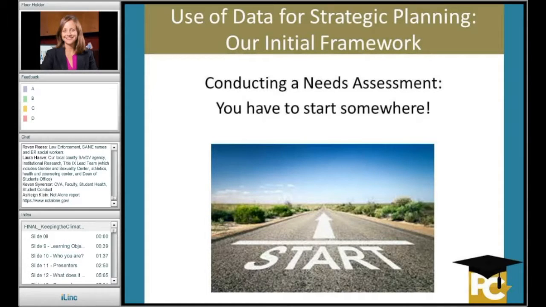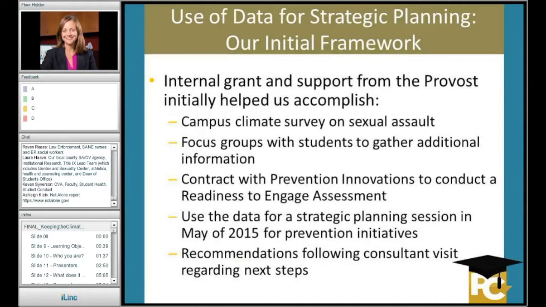But for us, we threw around some ideas. And so we submitted an internal grant for funding to our Women's Philanthropy and Leadership Council through our foundation for Indiana University. And through that grant, we asked for funding to conduct a campus climate survey, funding for focus groups on campus, a contract with Prevention Innovations to conduct a Readiness to Engage assessment.